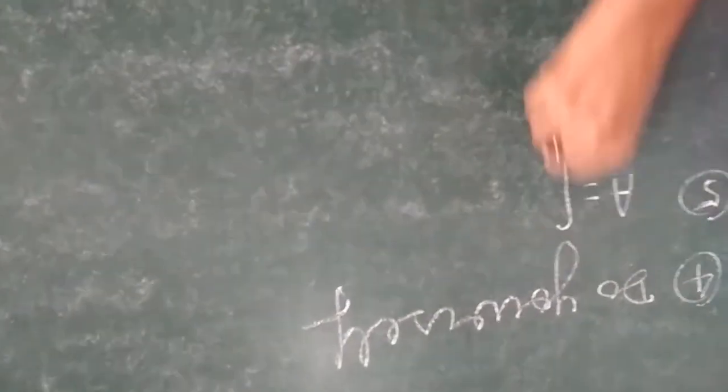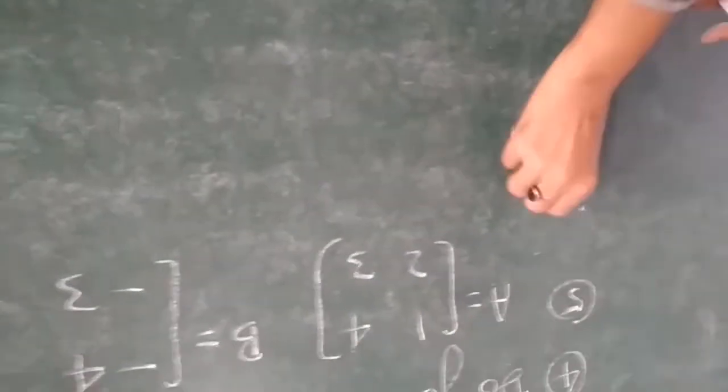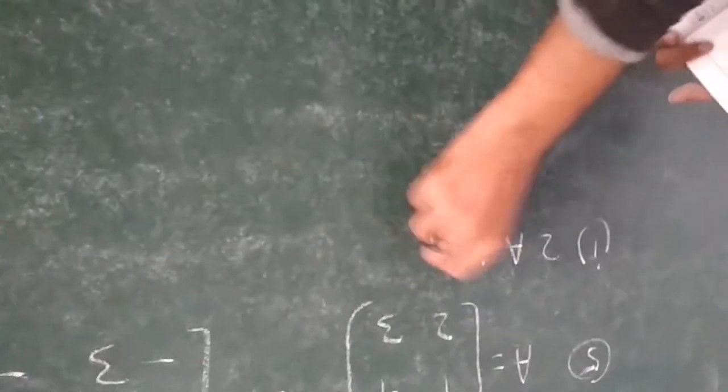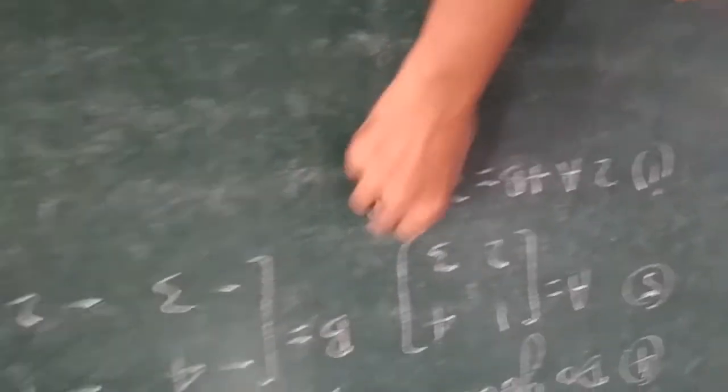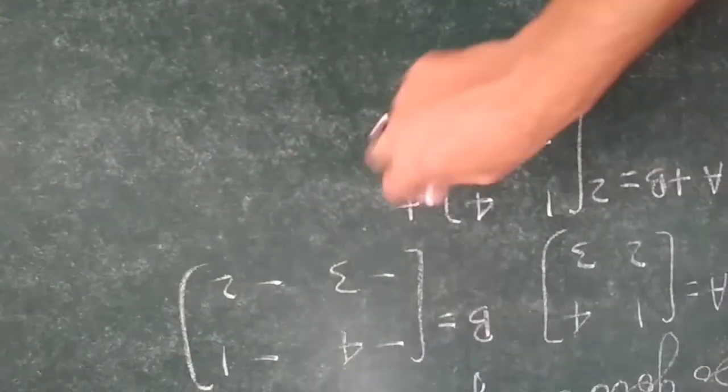In the fifth question you are given this matrix 1, 4, 2, 3 and B matrix minus 4, minus 1, minus 3, minus 2. We have to find in the first part 2A plus B. So I give you the hint only, you have to complete. Now you already know how to multiply, so there is no problem. How to multiply by an outside number?